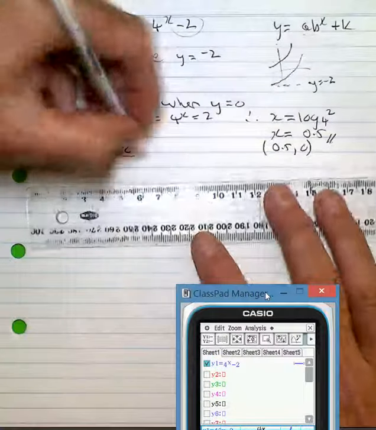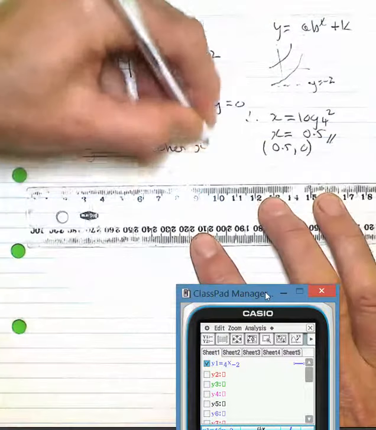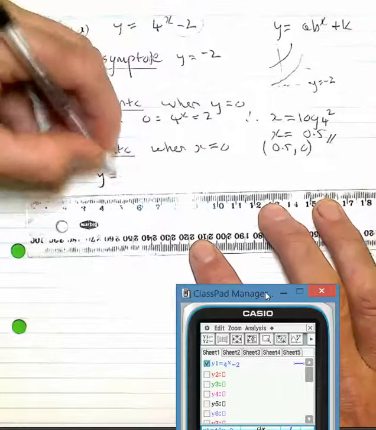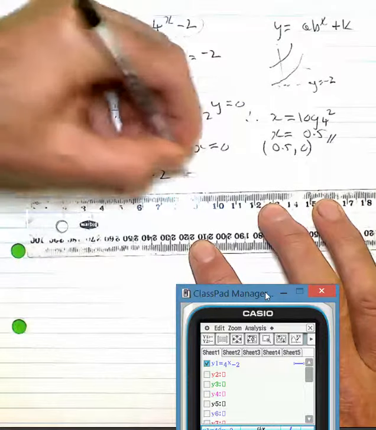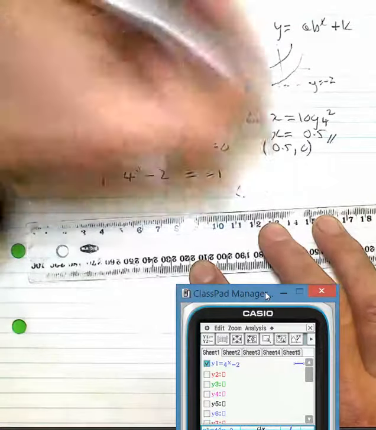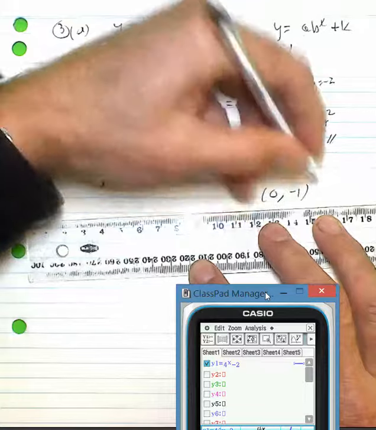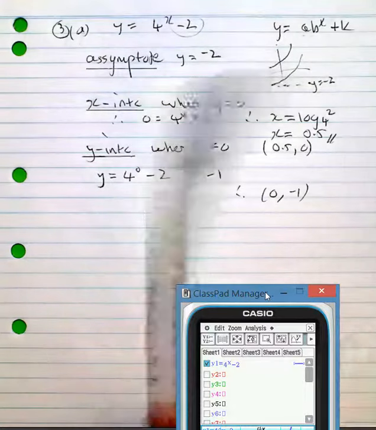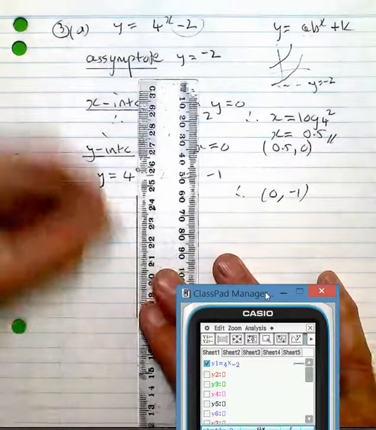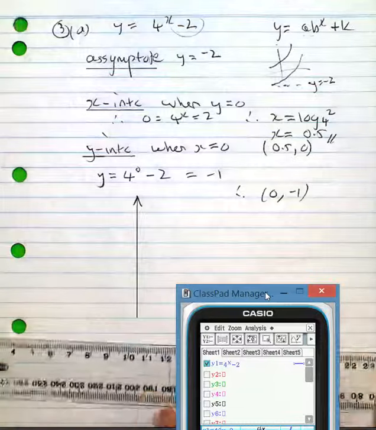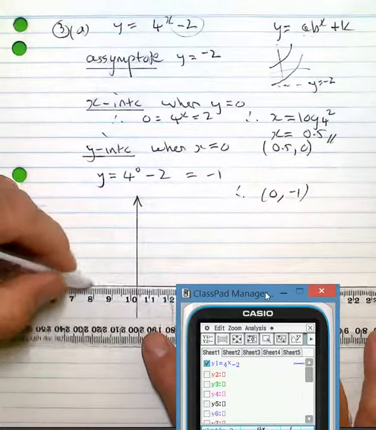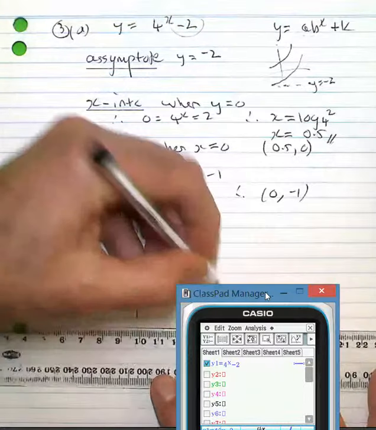The y-intercept, when x is 0, is therefore 0, -1. It then remains for me to sketch the graph. You'll notice I'm using quite a bit of paper as I do this. It's the way these problems tend to run.